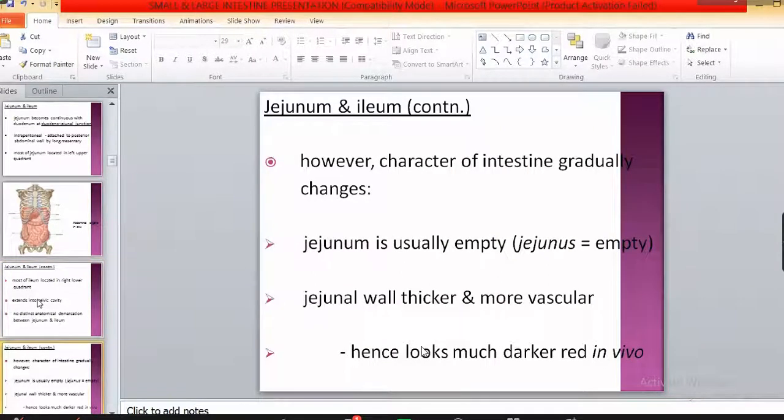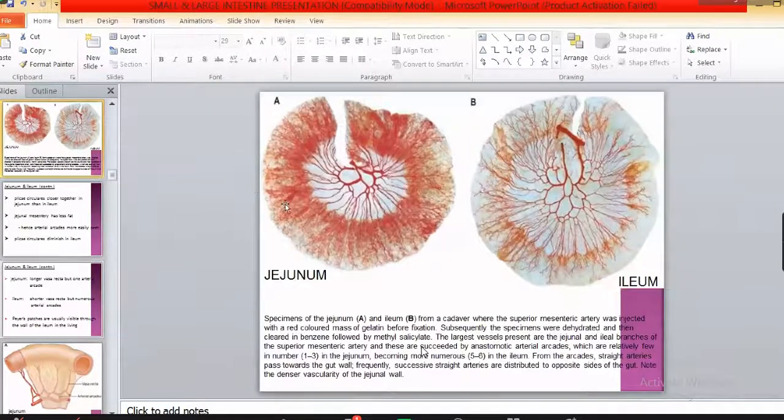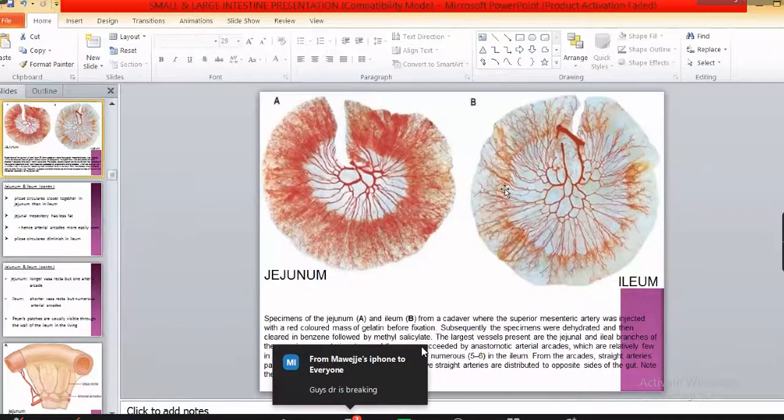So there are some characteristic changes. The jejunum has thicker walls and is more vascular than the ileum. In physiology, you learn that so much absorption occurs in the jejunum, and certain substances are reabsorbed within the jejunum. So when you're looking at the physiology, you should be keen on that. Okay.